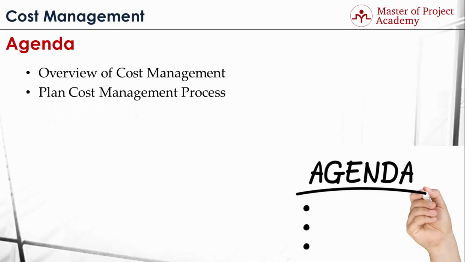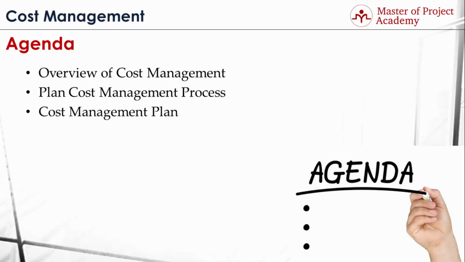The first process of the cost management knowledge area is the plan cost management process. In this process, how to determine the budget, estimate costs, and manage the expenses throughout the project are planned. We will go over the plan cost management process in detail.